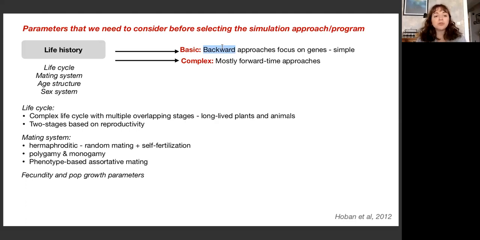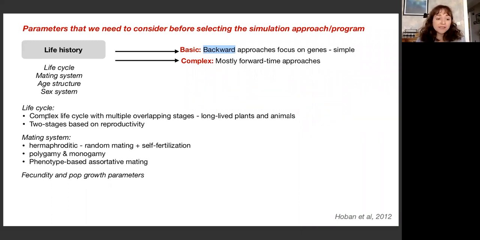But if you would like to generate complex life history scenarios, then we mostly rely on the forward time approaches because they can incorporate different parameters into the simulation. So for example, when you say life cycle of the species, there can be a complex life cycle with multiple overlapping stages, like in the case of long-lived plants or animals. So the stages of the population can interact, can overlap in each cycle. But on the other hand, there can also be two stages based on the reproductivity of the population.